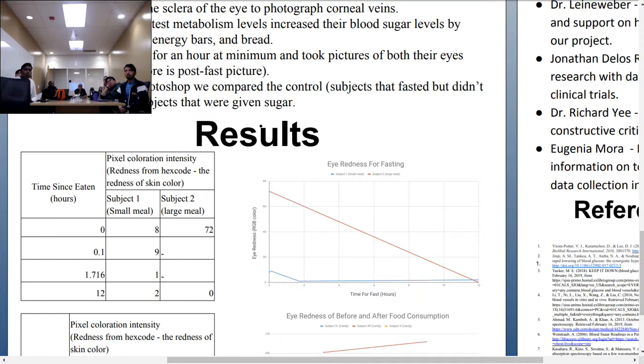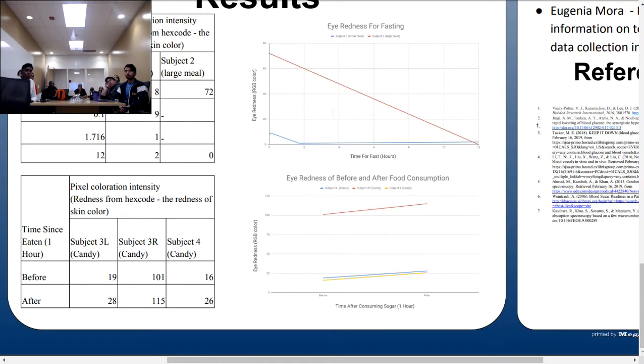And we also created a second experiment, in which we had 2 subjects with fairly faster metabolism levels eat a chocolate bar or energy bar to observe how their body would respond to sudden increases in sugar. And we observed that over a period of 1 hour, from post-fast to after eating the chocolate bar or energy bar, there was an increase in eye redness, which indicates there's an increase in blood sugar levels. And the purpose of this was to analyze how people with faster metabolisms respond to sugar as opposed to slower metabolisms.